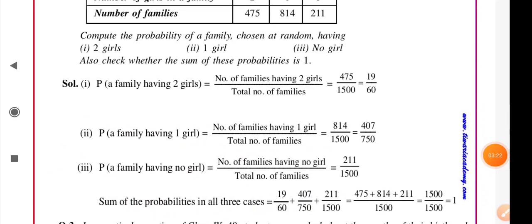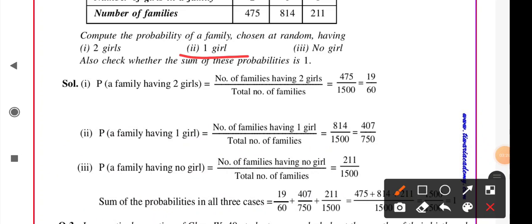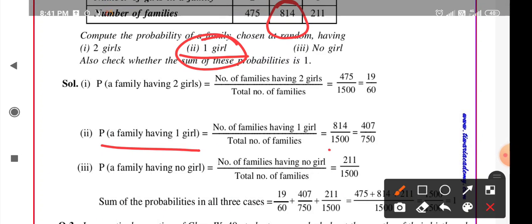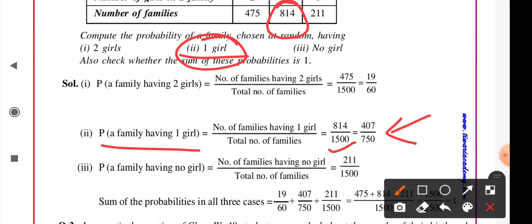Now see the second question. The families which have 1 girl: the probability is 814 upon 1500. You will convert it into the simplest form. Similarly, the probability of a family having no girl is 212 upon 1500.